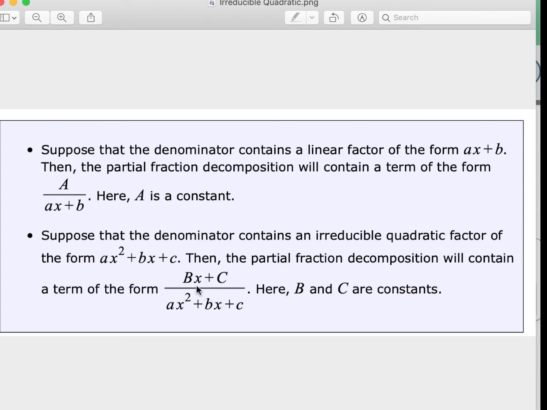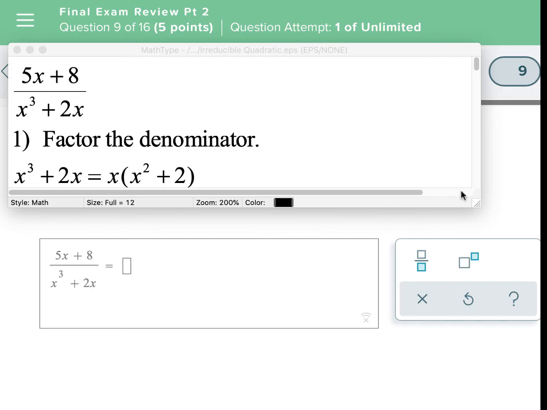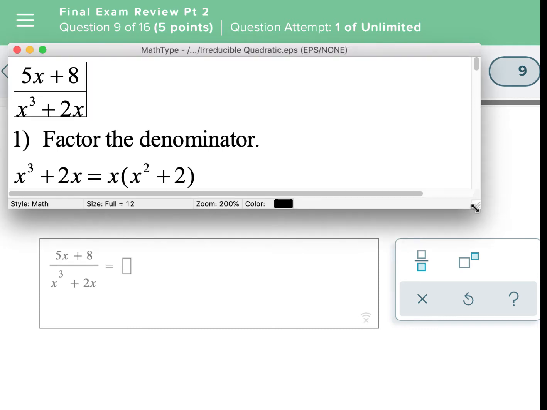So whenever you have a quadratic that can't be factored any further, you want to make sure that instead of having b over that denominator, you have bx plus c over that denominator. The first part of the rule we've already seen before, that if we have a linear factor, it's just a over that linear factor. So distinct linear factors, that's how we did the very first one, problem number 7 on the sample exam. So now we'll rewrite our rational expression using the rule that we just learned.